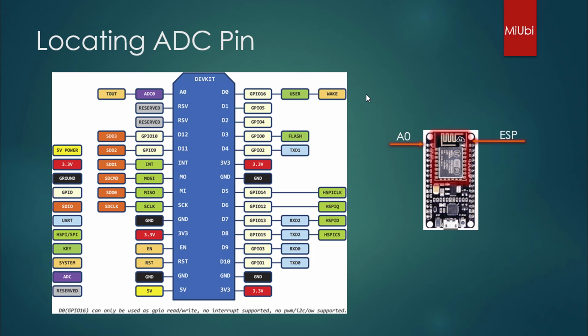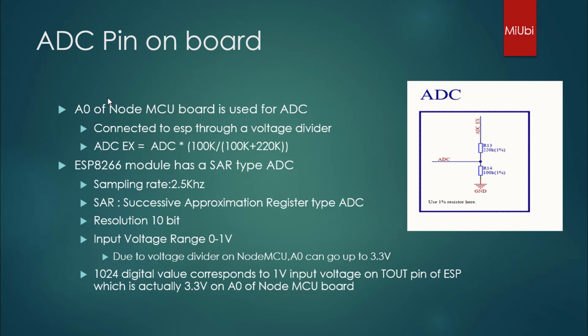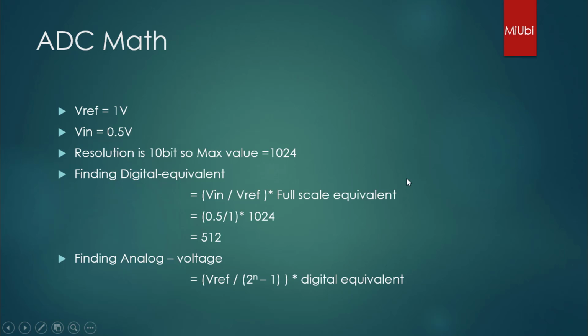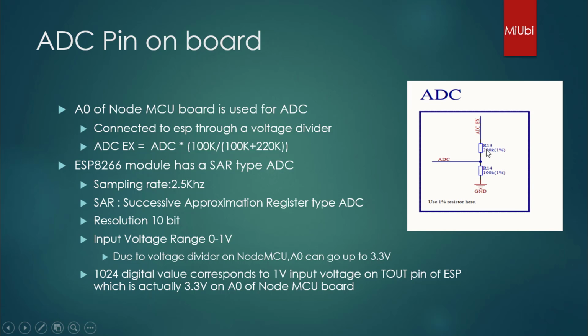Coming to the ADC pin of NodeMCU, the ADC pin is located on the left side of your PCB antenna, named A0. A0 is the name given on the NodeMCU board. Now if you see the schematic of the ADC input and how it is connected to the A0 pin, the A0 pin input goes through a voltage divider to the T-out pin of the ESP8266. The ESP8266 has an input voltage range of 1 volt only.